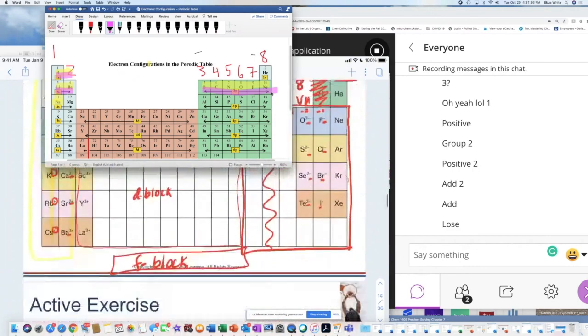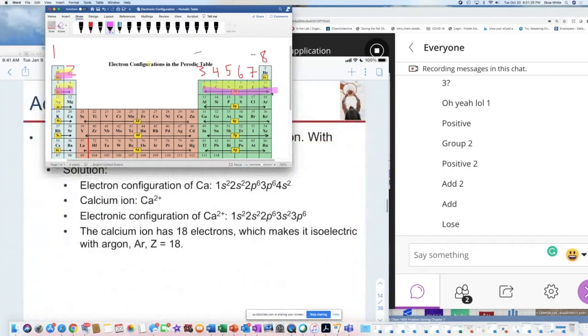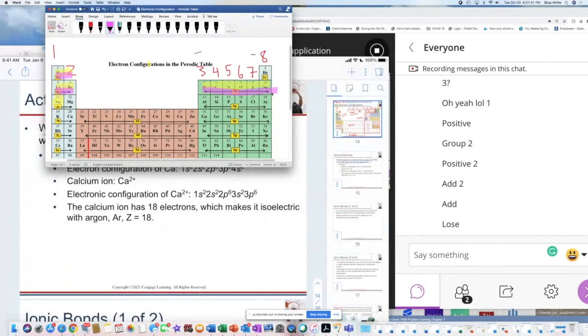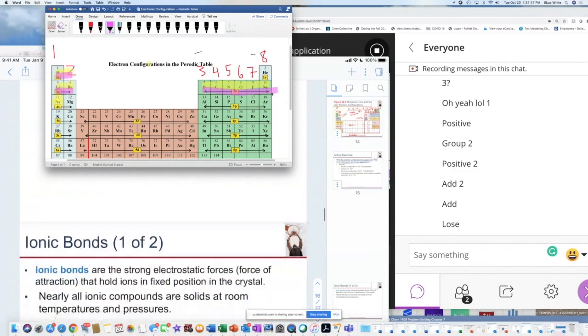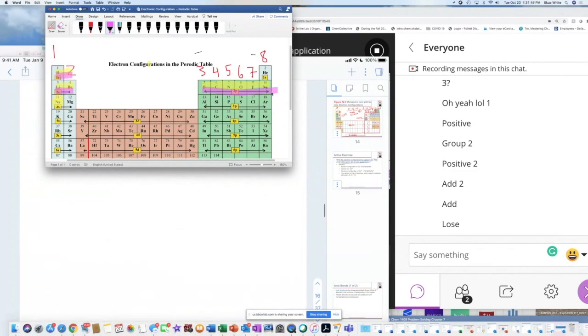Okay? So even though I spent a lot of time showing you that, I've already gone over this part here, so y'all know about the charges already. And then you can see the active exercise that says, write the electronic configuration for calcium ion. With what noble gas are its ions isoelectronic? Even though we have the answer here, I'm going to skip over the answer page and go to the next part because I want us to look at the answers.